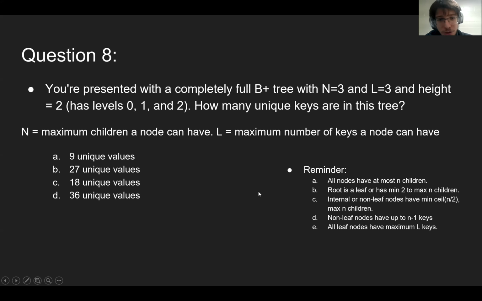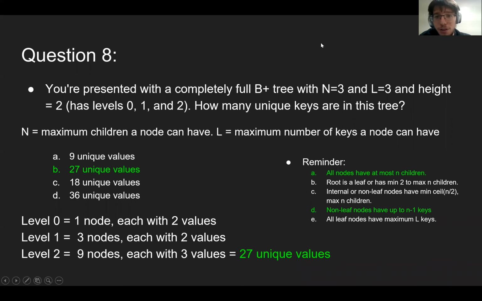Okay, so let's go over this. We have 27. The reason it's 27 is that at level 0 there's just one node, which will have 2 values. The reason it has 2 values is because this is an internal node, and non-leaf nodes have up to n minus 1 keys, right? And we know it's completely full because it says so, so we have 2 at the root.